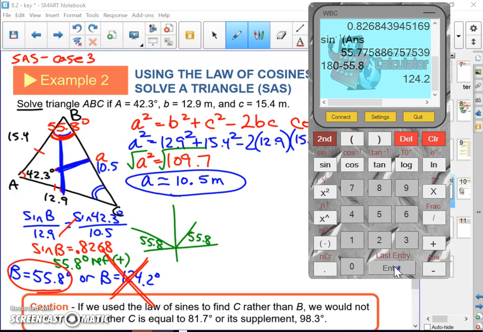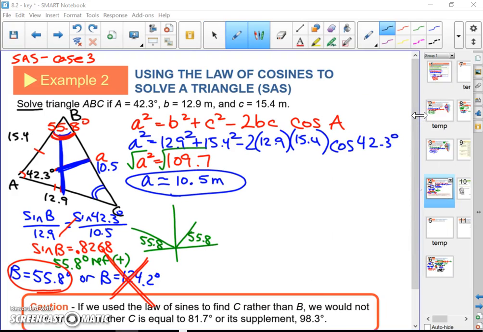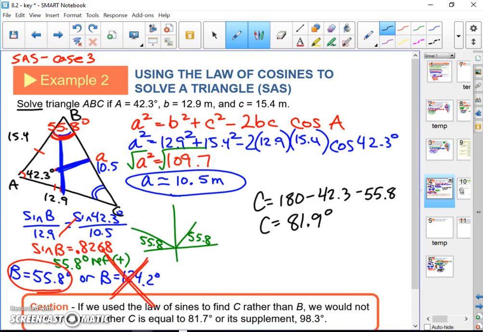The only thing I don't have yet is angle C. That's going to be pretty easy to figure out because I can just subtract from 180. Subtract off angle A and subtract off angle B. Is anybody ahead of me? 108.9? 81.9? 81.9 degrees. So solve the triangle. We needed to find the missing parts.